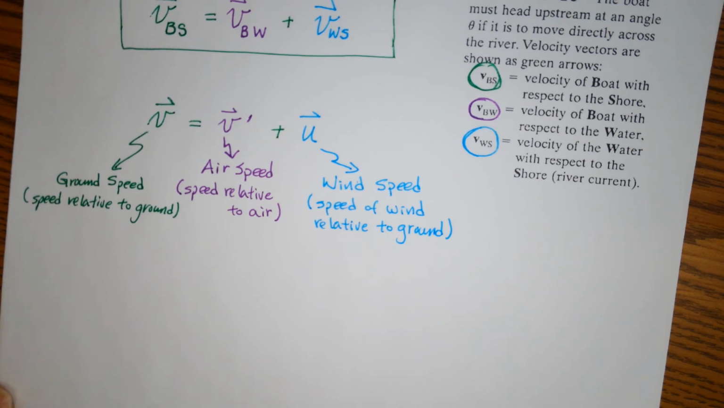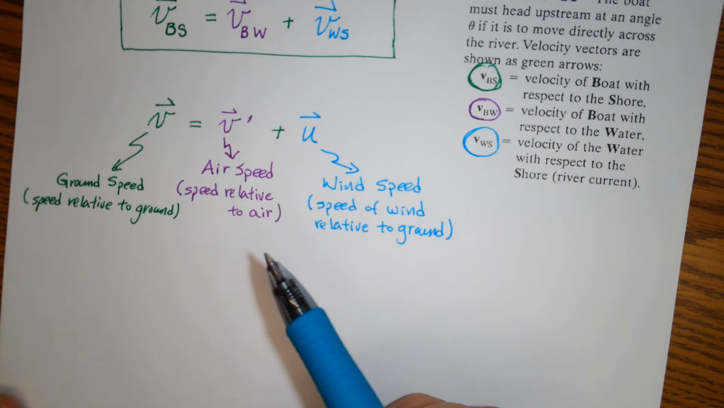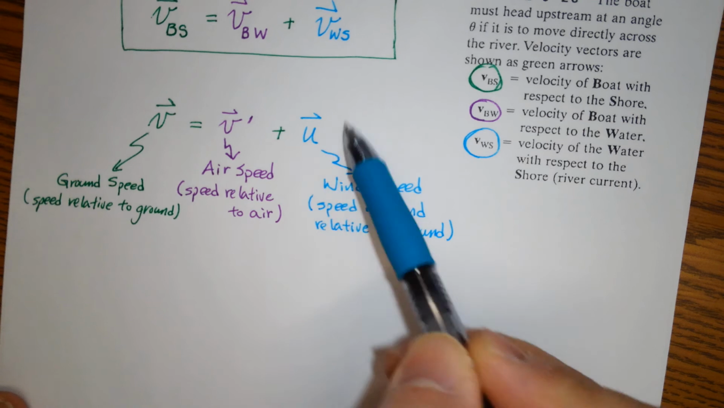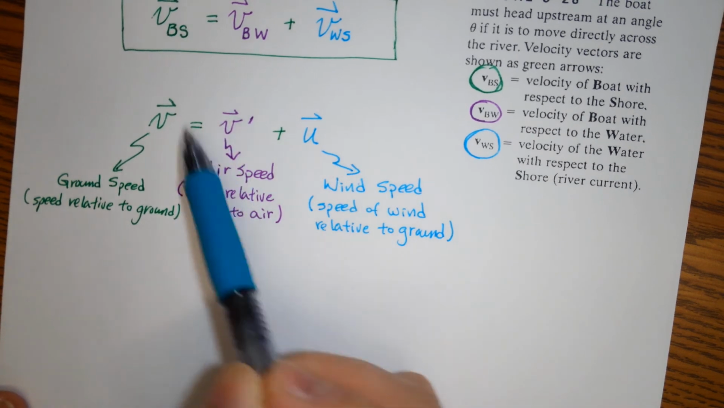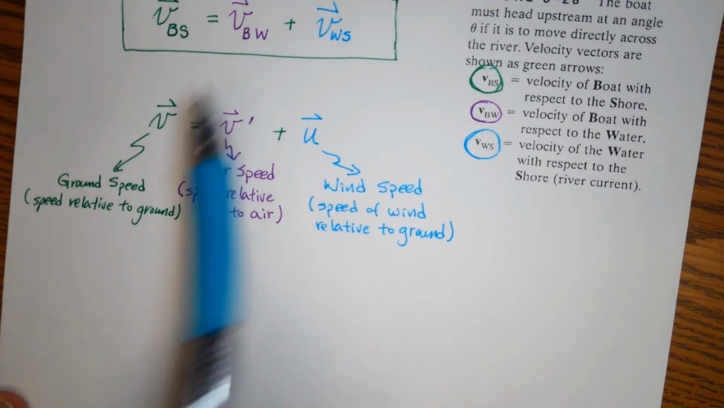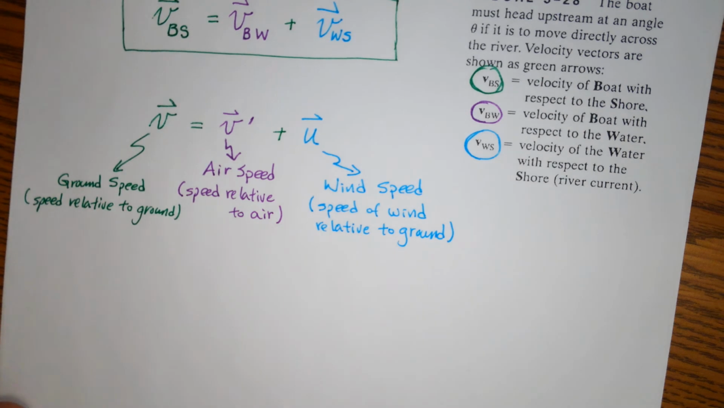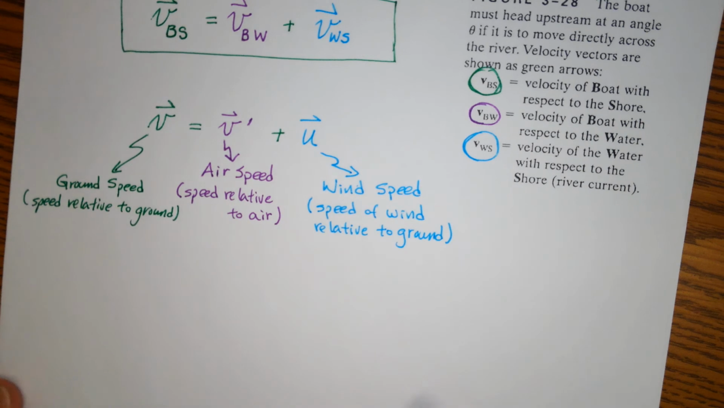Or sometimes you could ask, what if you are inside a spaceship that is moving and you throw a ball inside the spaceship? Then this u would be the speed of the spaceship. This is the speed the ball is thrown inside the spaceship. And this will be the speed of the ball relative to the ground, or relative to the earth. Okay, so it's very important to recognize what's what.